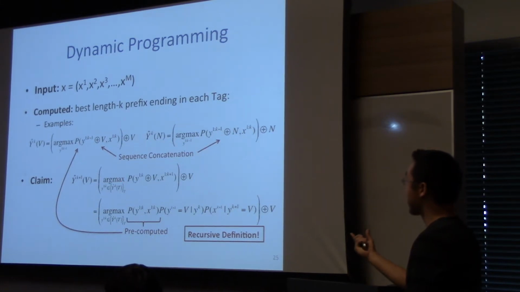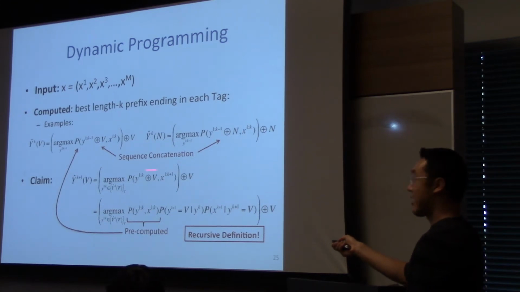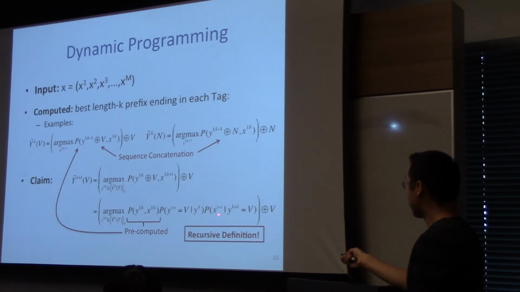If you look at the definition of the k plus 1 step, because of the first order dynamics, you could write the probability of this as the probability of the first k, times the transition probability, times the emission probability of the part-of-speech tag to words. This is just a Markovian decomposition of the definition. And this part we've already pre-computed.